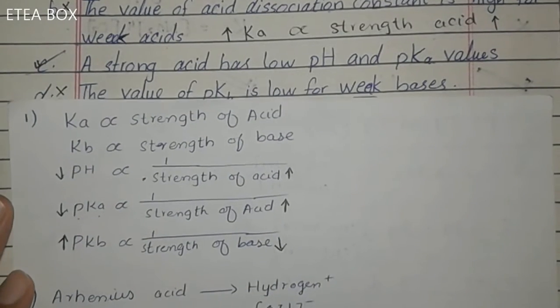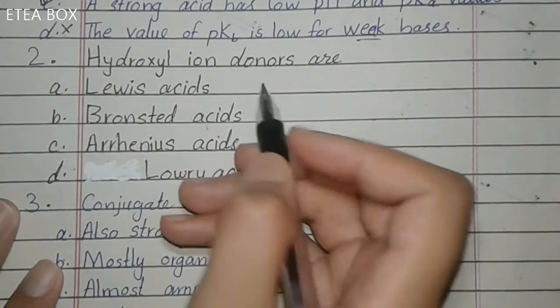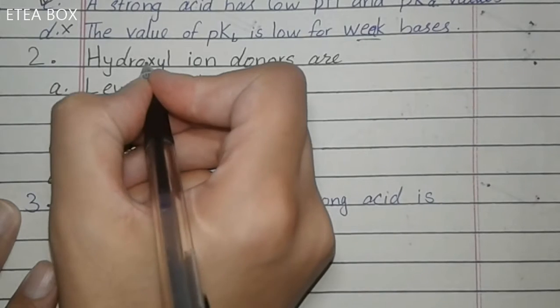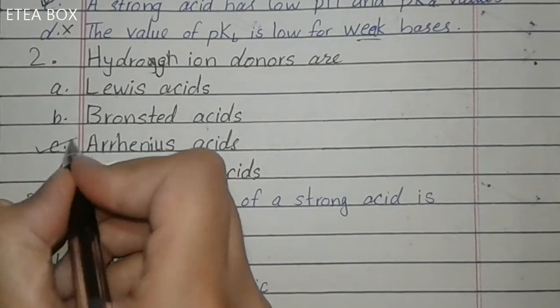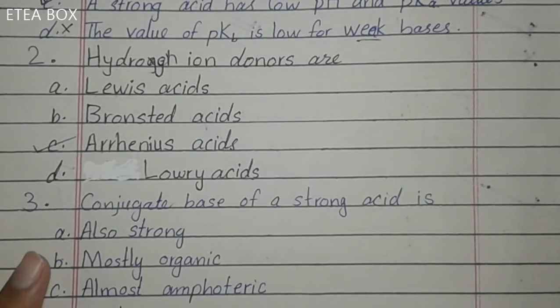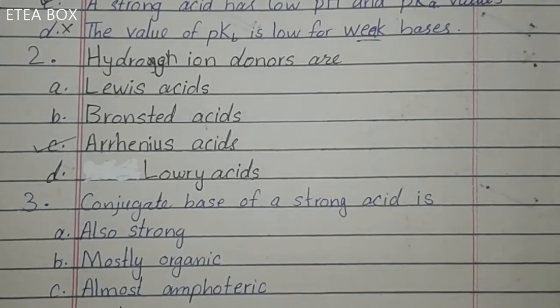Now look at the second one. Hydrogen ion donor are arsenous acid. Okay, hydrogen ion donor are arsenous acid. We have studied that the statement is like hydrogen ion donor are arsenous acid and hydroxyl ion donor are arsenous base. So here option C is correct.